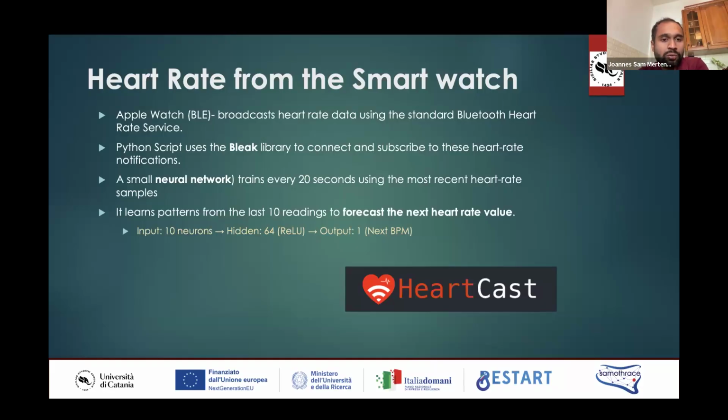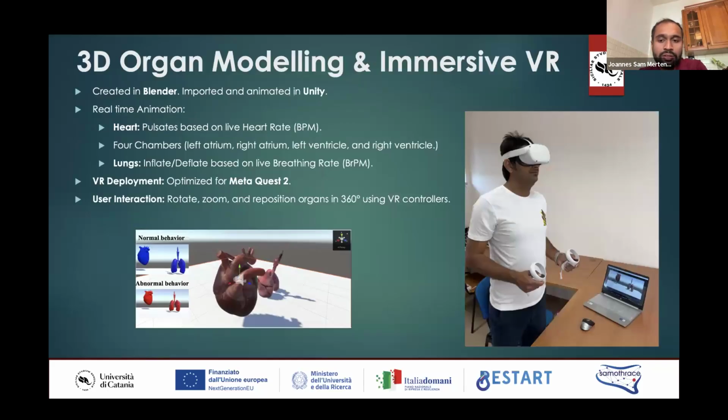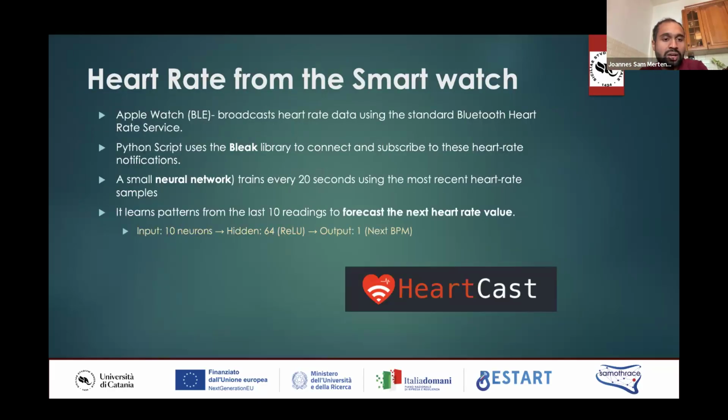And there was a neural network running behind in the Python code that does training every 20 seconds. It was a forecasting model, and it takes the past 10 values to forecast the next heart rate. So if you see in the slide here, the doctor will not be having just the real-time view of the organs, but also what will be happening in the next 1 or 2 seconds, thanks to this simple LSTM model that is running in the backend.